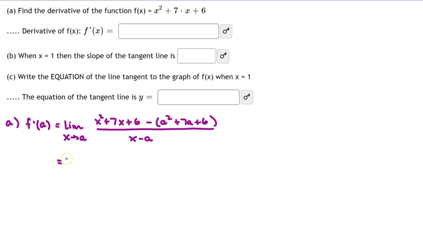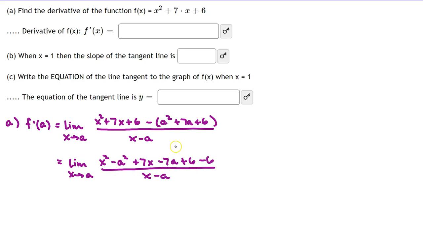All right, now I need to simplify it. So I'm going to distribute the negative, and I'm also going to rearrange the order of the terms a little bit, and you'll understand why as we go through the steps. So we have x squared minus a squared plus 7x minus 7a plus 6 minus 6 over x minus a. Okay, so we can cancel the 6 and the negative 6. And then what we're going to do is some factoring by grouping.